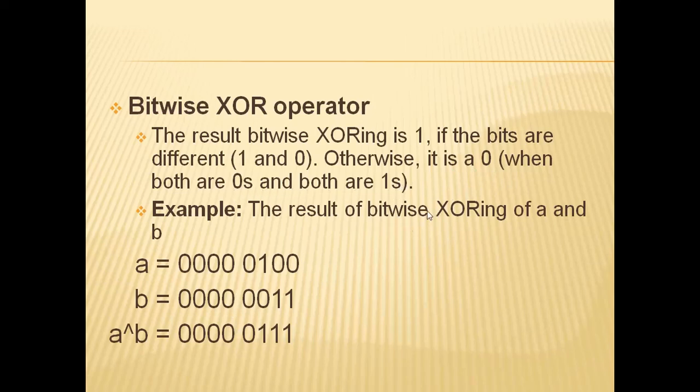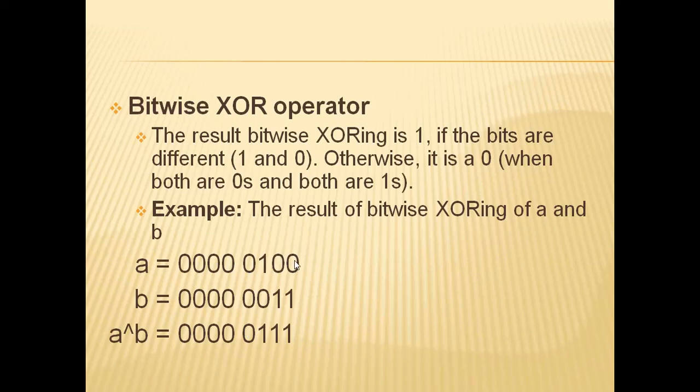Okay, so in this case here, if you observe, it is 0, it is 1. If bits are different, here the bits are different, so the result is 1. Here the bits are different, so the result is 1. Here the bits are different, so the result is 1. Here the bits are the same, so the result is 0. Here also the same, the result is 0. Here also the same, the result is 0. These two are the same, the result is 0. If both bits are the same, the result is 0.